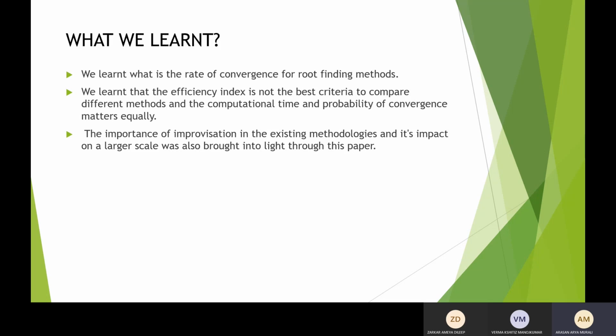So what did we learn? We learned what the rate of convergence is for root finding methods. We learned that the efficiency index is not the best criterion to compare different methods, and the computational time and probability of convergence matter equally. The importance of improvisation in the existing methodologies and its impact on a larger scale was brought to light through this paper.